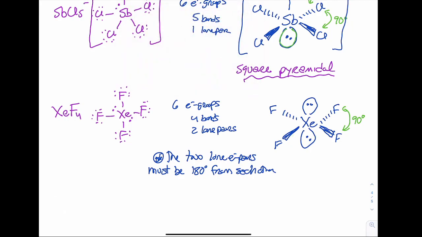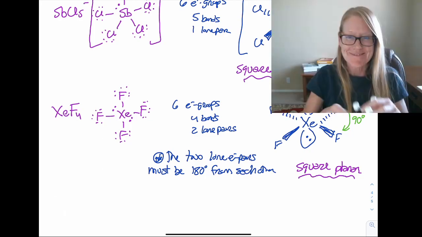The name of the structure: square, because there's 4. And remember, this shape is based just on the bonds, on the atoms themselves, not the lone pair. So I have 4 things in one plane. I don't have any atoms coming up, and I don't have any atoms going down. So square planar would be the name of this one. So let's look at our models.